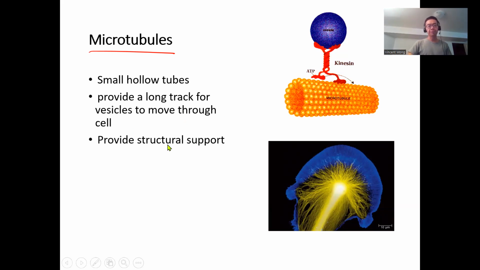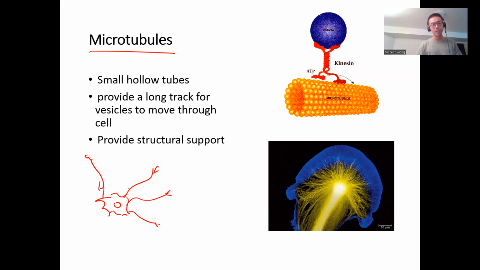In addition to that, they also provide structural support. What you're looking at here is the formation of a new connection in a neuron. You might remember seeing some neuron cells earlier. They have these long extensions that come out and form a connection with another neuron. We call them synapses, right? If you need to grow a new one, then the microtubules will help guide the growth of these extensions.